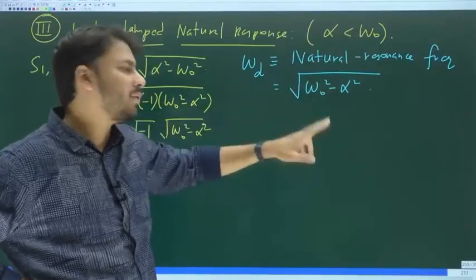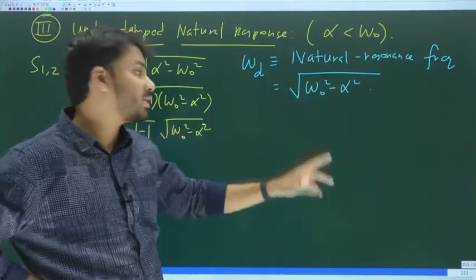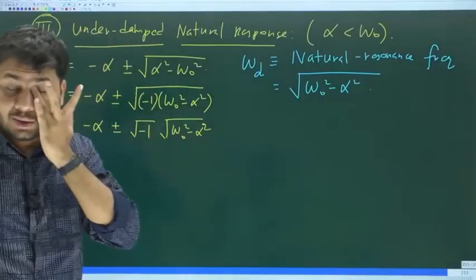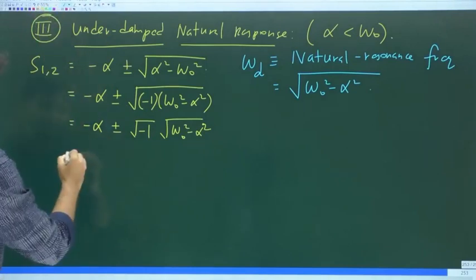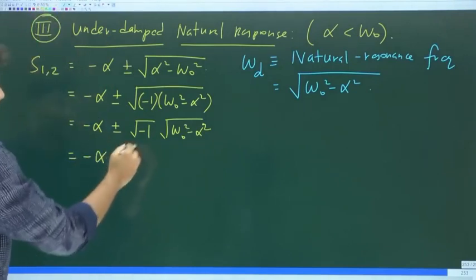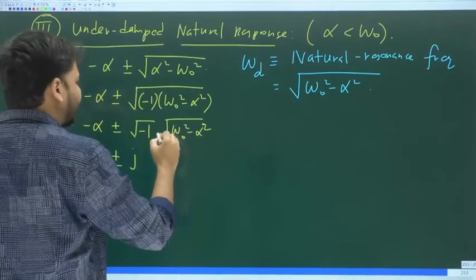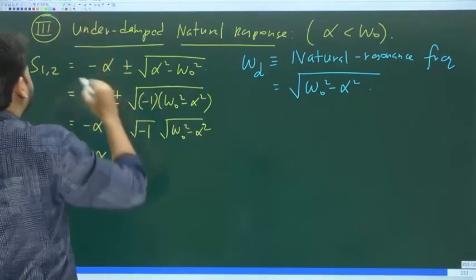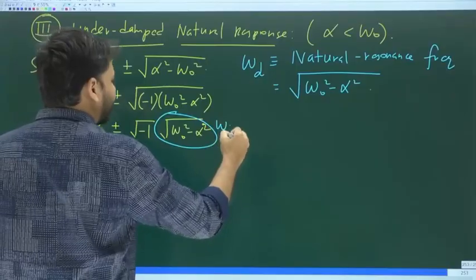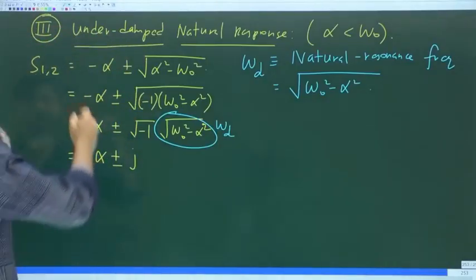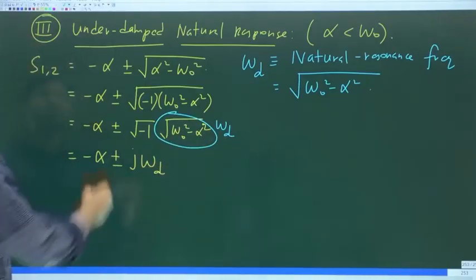It is the same as omega naught greater than alpha. Omega naught more than alpha. Omega naught square minus alpha square will be positive. Square root of anything positive will be real. So omega d is real. Now come back to this: minus alpha plus or minus, square root of minus 1 is j. And we defined this square root of omega naught square minus alpha square as omega d. Then in place of this I can just write omega d. That's all.